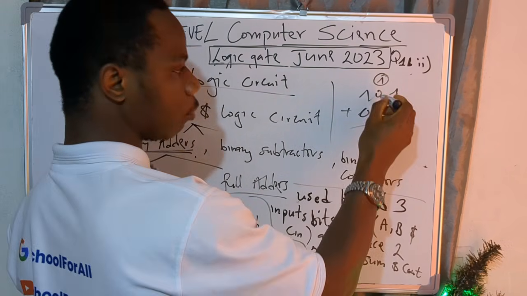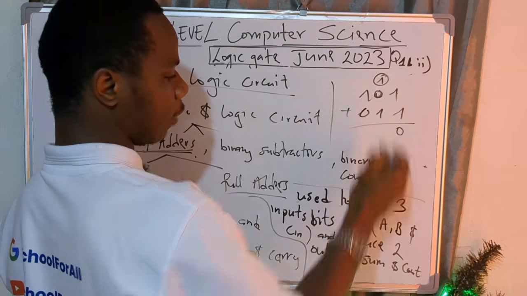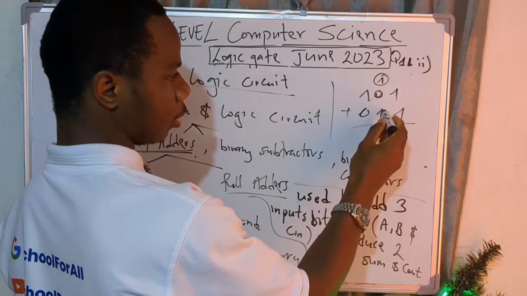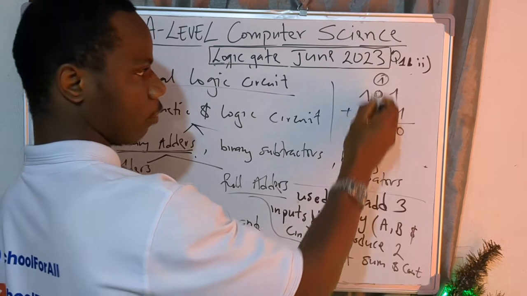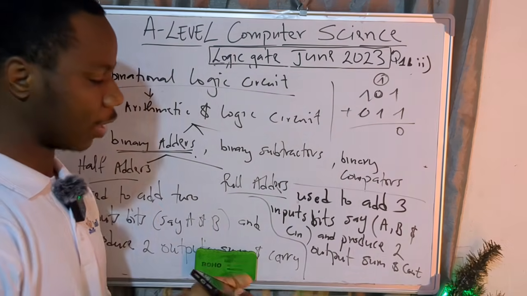The next is 1 plus 0 plus 1. The 0 that you have here is this A. The 1 that you have here is this B. The other one up here is the carry in. That's why we talk about summing of 3 inputs. I think I'm very clear with this one.